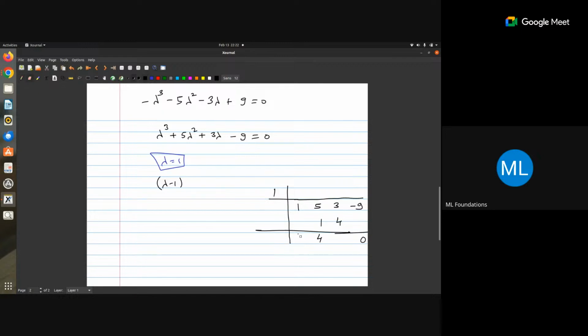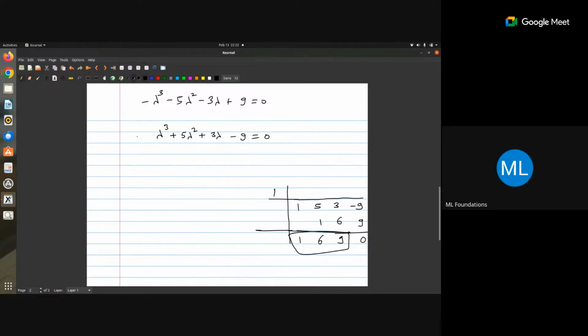So I think 1 should be the root. Okay, here we'll get 6, 6 and 3, 9, right? And then you'll get 9 plus 9, 0. So you'll get this part. Okay, if you don't know, you can search it later.